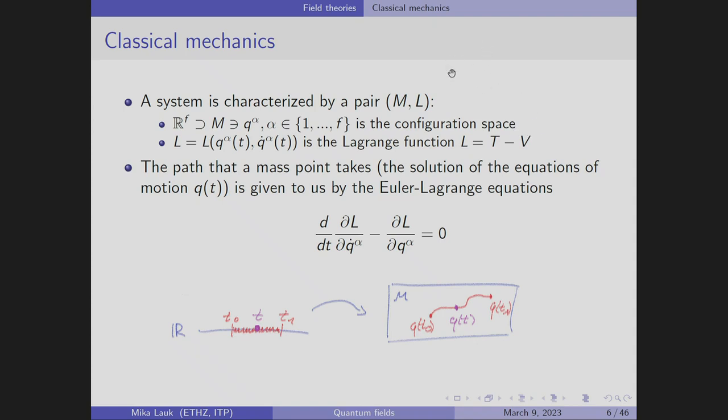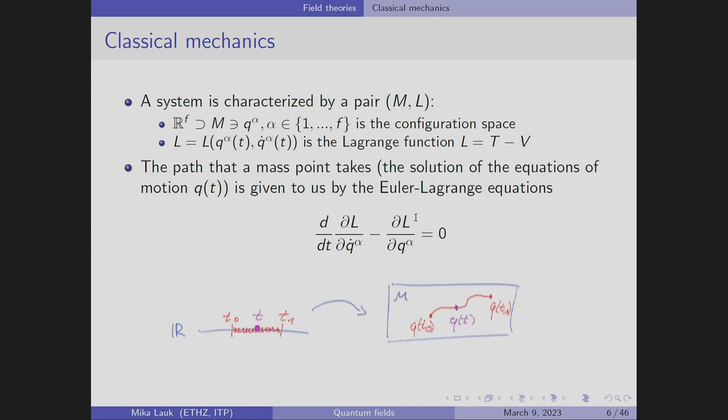And it turns out that if we know this Lagrange function, the equations of motion can be written in terms of this Lagrange function. So in a sense, what I want you to take away from this is we need to know the Lagrange function, and then we know how things move, right? So if we can solve the equations of motion, right? But this is another topic, right?